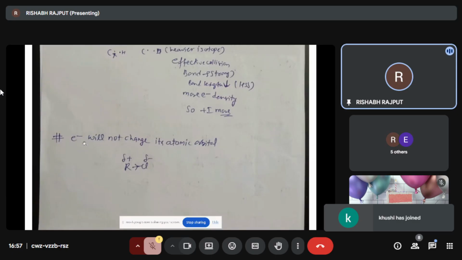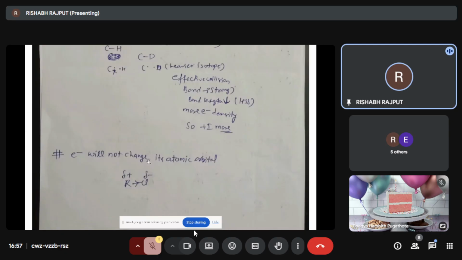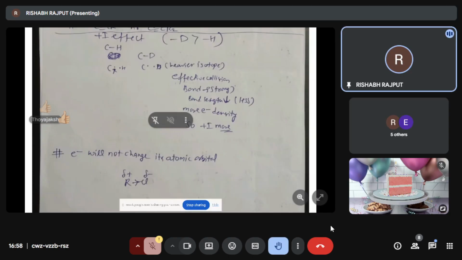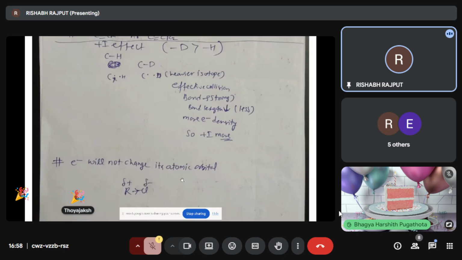This electron will not change its atomic orbital. Yes, I will tell you one thing. Actually, electronegativity or the minus sign, what is the meaning of this? It means that these electrons are attracted towards the electronegative element. It does not mean that electrons are changing the atomic orbital. Sometimes they will ask this in a statement, so I mention it here: it does not mean that the electron will change the atomic orbital. Only electrons are attracted towards the electronegative element.